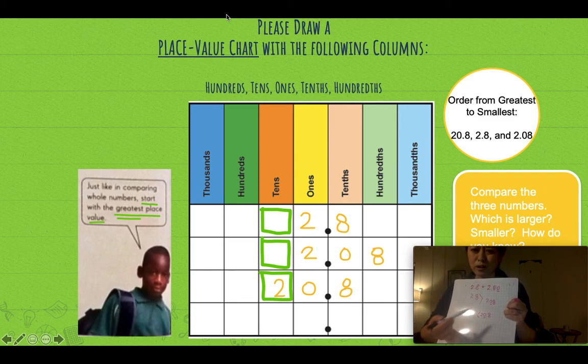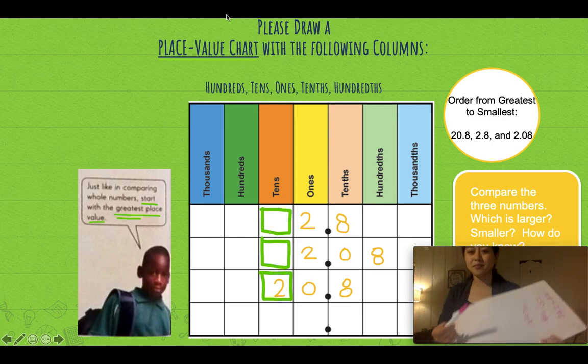So wherever we place an extra 0, it changes. Sometimes it won't change the value of our number, but other times it'll change the value of our number. Okay, so we have to be careful where we decide to put our zeros. All right? Okay.